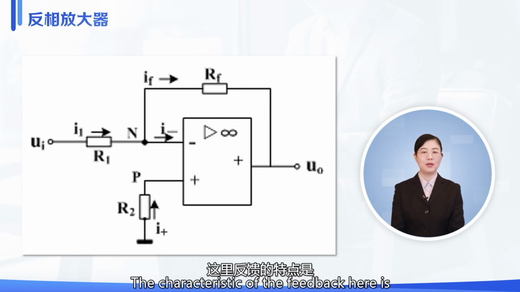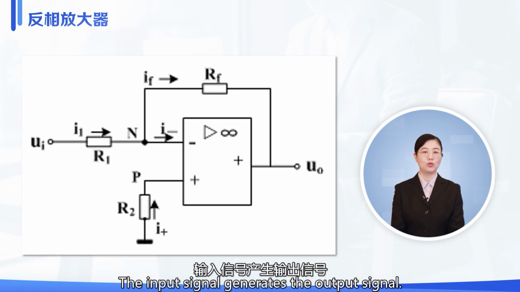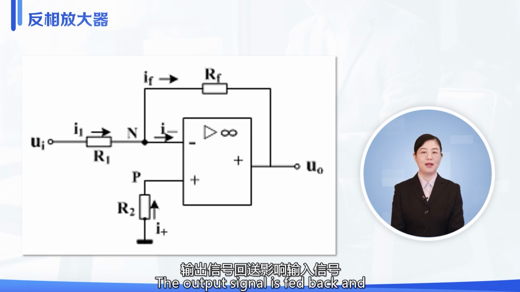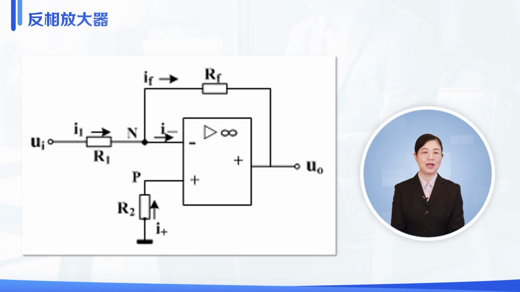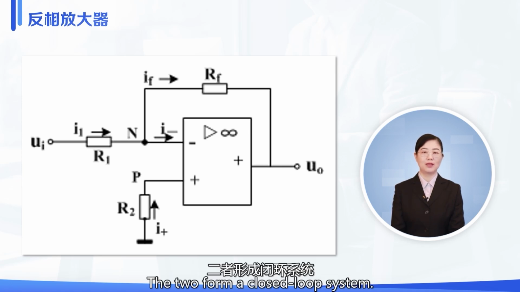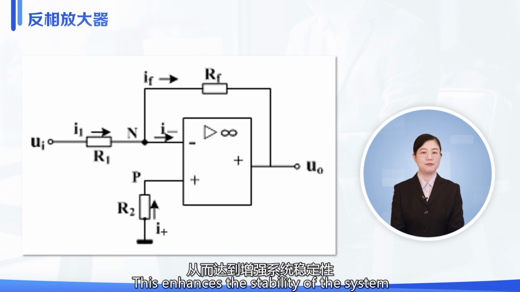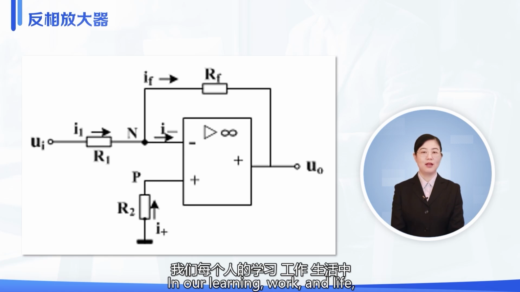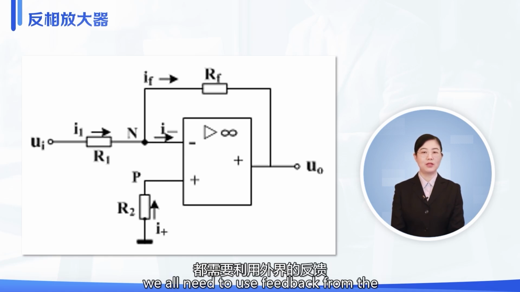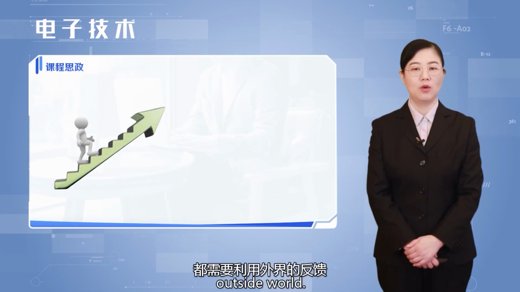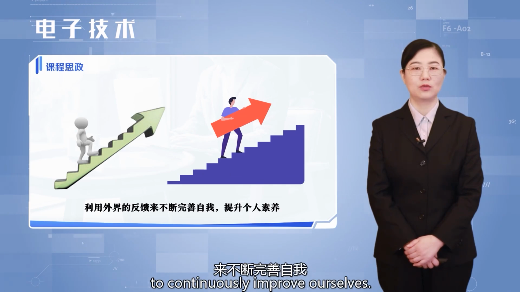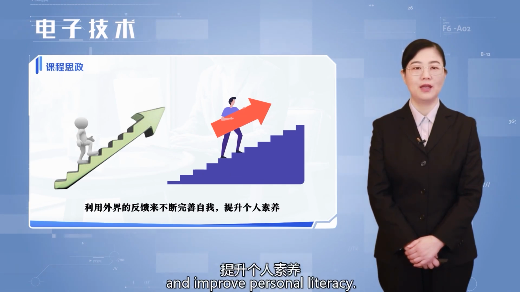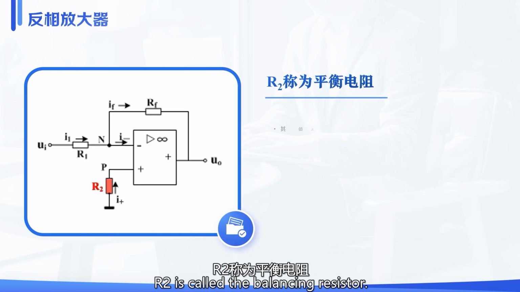The characteristic of the feedback here is that the input signal generates the output signal, and the output signal is fed back and affects the input signal. The two form a closed-loop system. This enhances the stability of the system, or enhances the output effect of the system. In our learning, working, and life, we all need to use feedback from the outside world to continuously improve ourselves and improve personal literacy. R2 is called the balancing resistor.